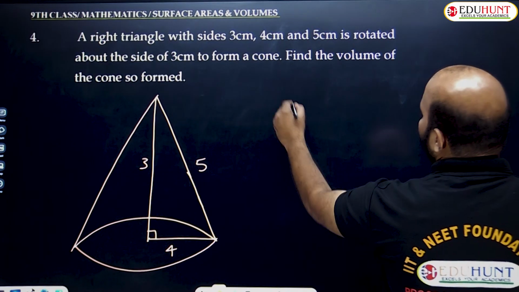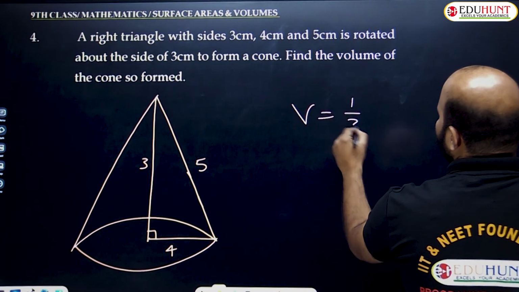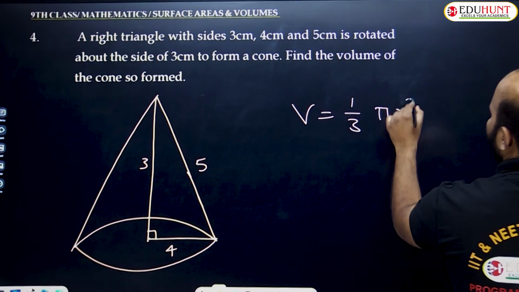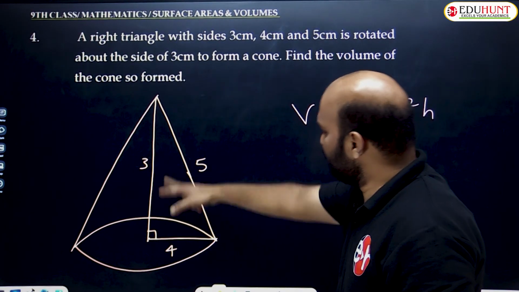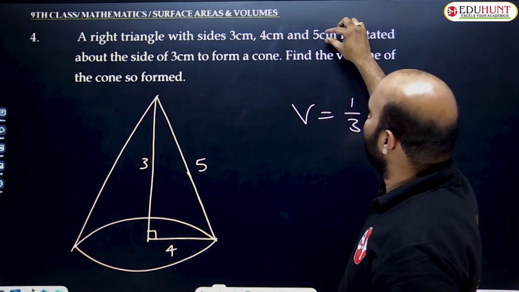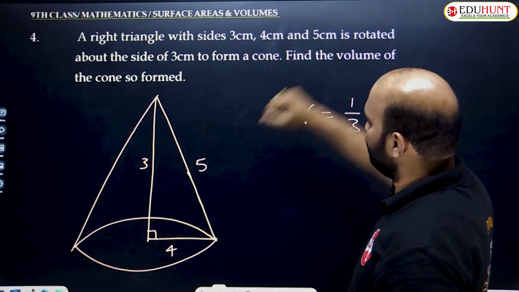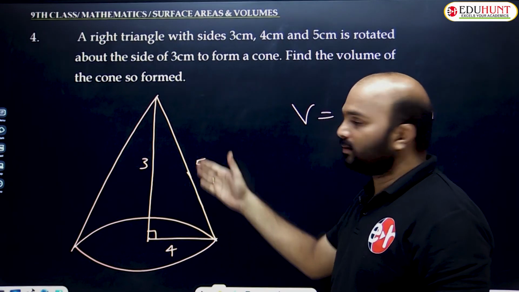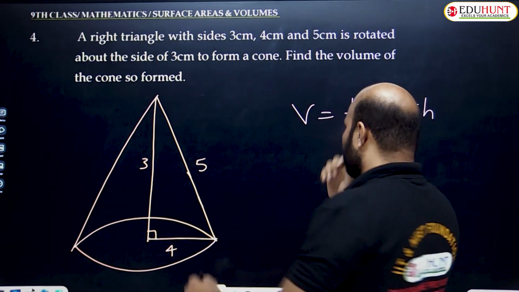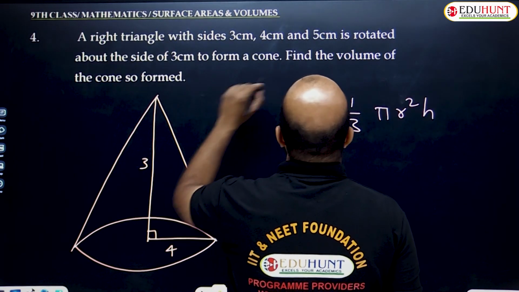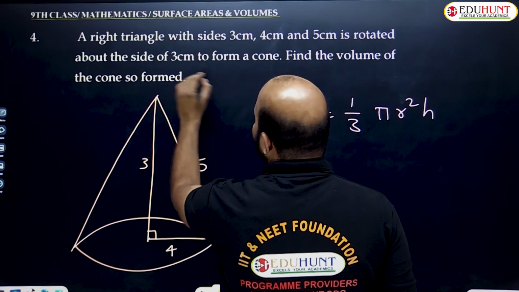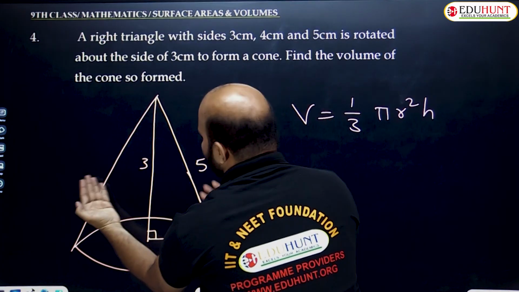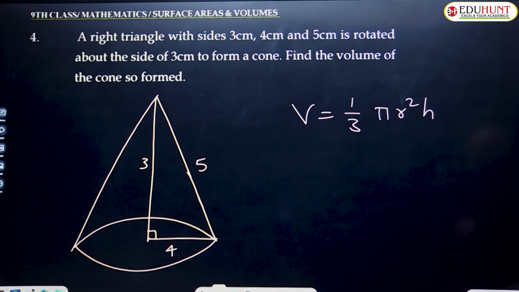So the question is asking for the volume of the cone. Volume equals 1/3 pi r square h. Clearly we need to verify the right triangle with sides 3, 4, 5. Which one is the maximum side? 5 centimeters. It is the hypotenuse. So the remaining are 4 and 3. But why am I taking height 3? Because the triangle is rotated about the side of 3 centimeters to form a cone.